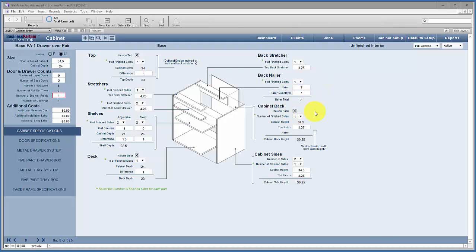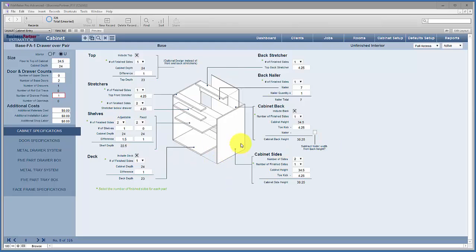There are some cabinets, in the case of a True 32 cabinet, where we would not include a back. An example of that would be a 3-drawer stack. We just don't put a back in that cabinet, but you could if you wanted to. And here you can include or exclude the back. Also, you can subtract the nailer width from the back height. Some people do that, some people don't. At True 32 Custom Cabinetry of Middle Tennessee, we subtracted the width of the nailer from the back height so that on base cabinets we could get 2 rips out of a single sheet of plywood or melamine.